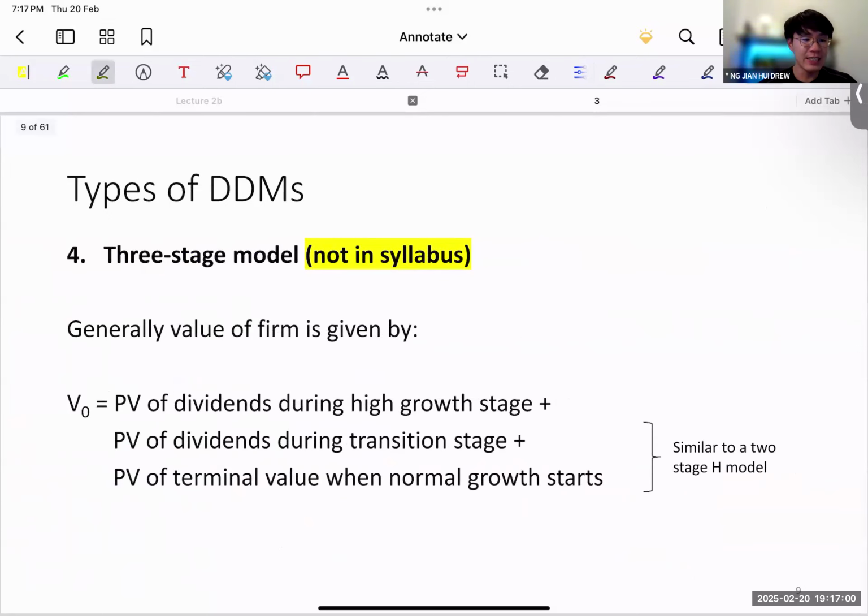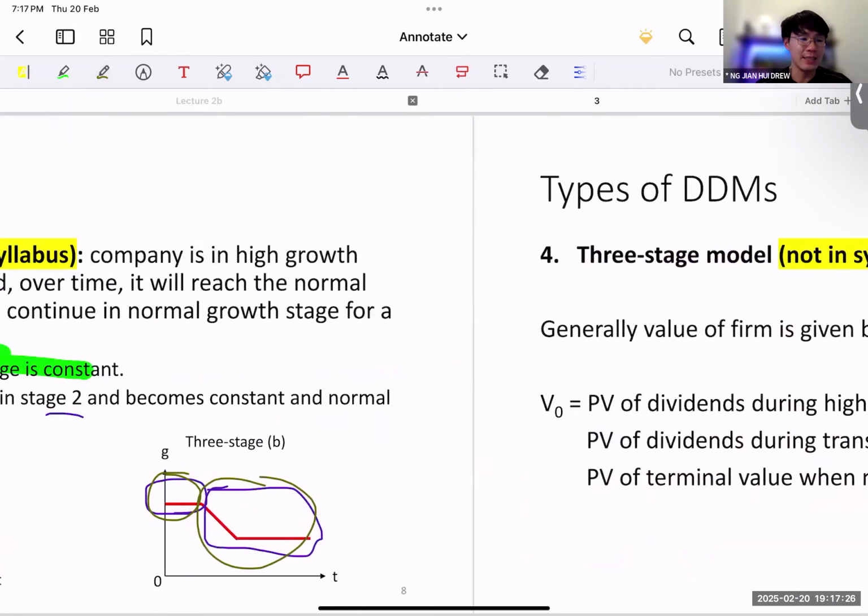So this is just a bit of detail on the three-stage model, even though it's not in your syllabus. However, for those who are taking the CFA, generally the CFA covers the three-stage model as well. But how you think about it is this, right? Like I mentioned, one part would consist of an H model, and the other part is either a flat, constant growth or a declining growth, as you can see here.